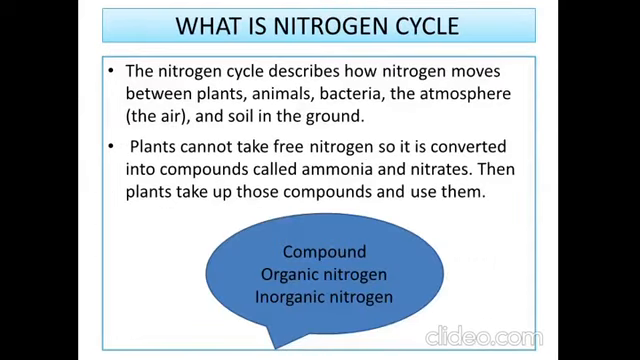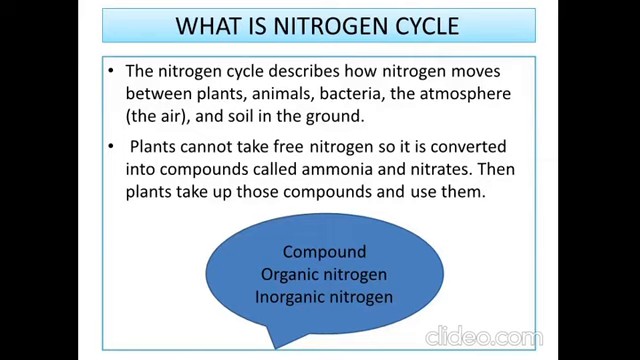Cycle that explains movement of nitrogen between plants, animals, bacteria, atmosphere and soil is called nitrogen cycle. Now remember, plants cannot take free nitrogen, so it is converted into compounds called ammonia and nitrates. Then only plants can use them.